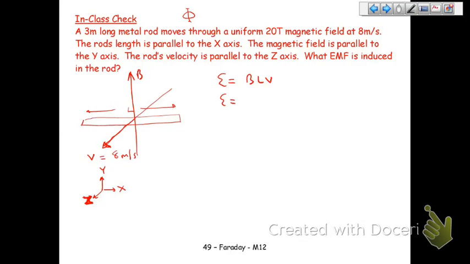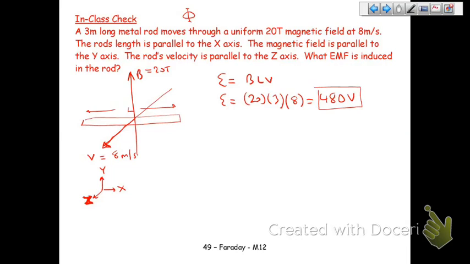So that would be B, which is, in this case, 20 Tesla. 20 times the length, and the length is 3 meters. Times the velocity, and the velocity is 8 meters per second, which is a number. 6 8s are 48, so 480. 480 volts. Now, let's just think for a minute.